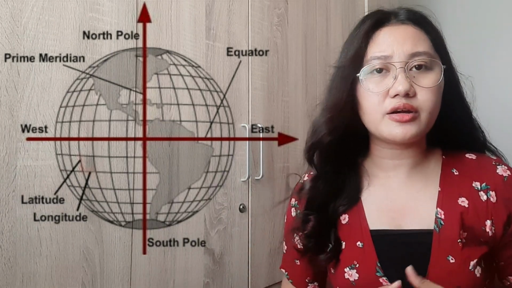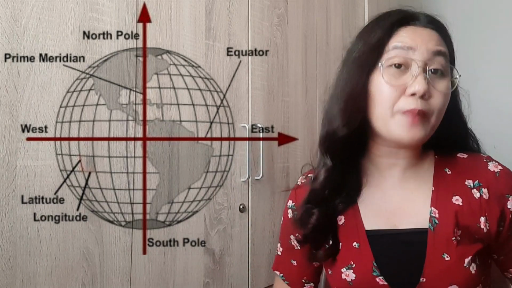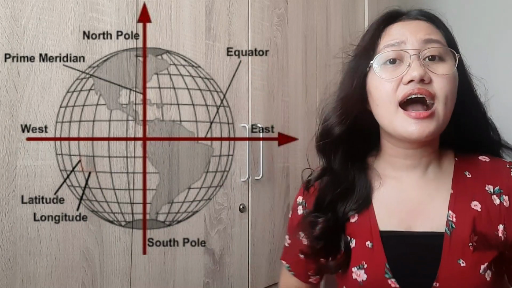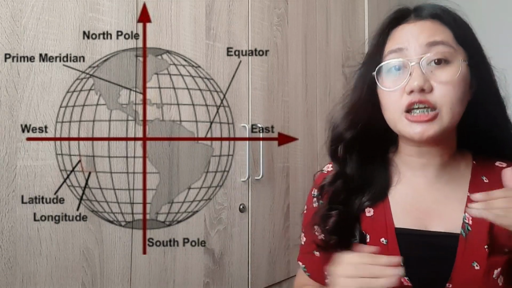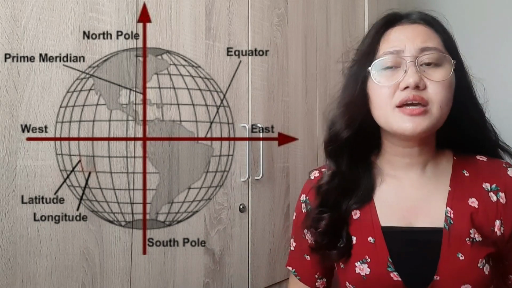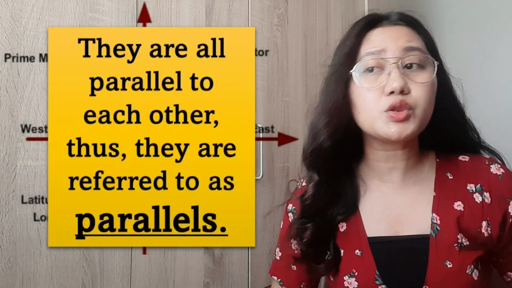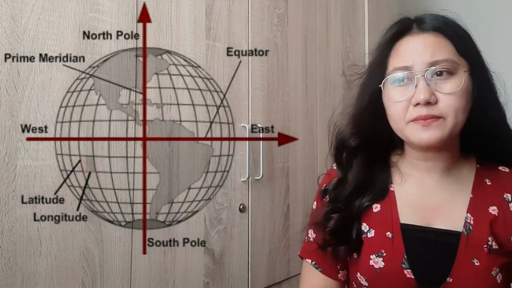So, okay, these lines of latitude, they are all parallel to each other. Parallel. Okay, parallel siya dun sa ating, yung nasa gitna, which is the equator. So, ibig sabihin, hindi sila nag-intersect kasi parallel sila. Pag ganito yung line, that is parallel. So, they are all parallel to each other. Thus, they are referred to as parallels. So, ano naman yung isa?